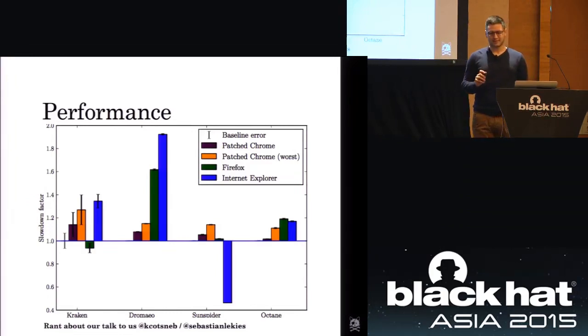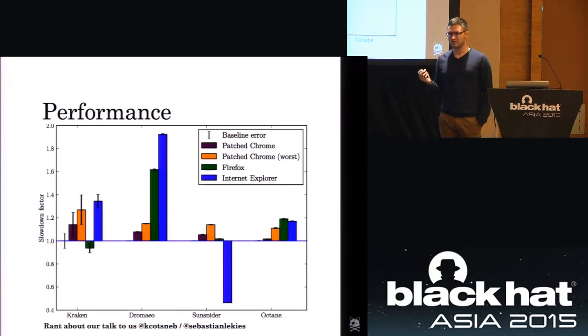What you will notice is that we have 2 different versions of our patched Chrome here. One is called patched Chrome, and the other one is called patched Chrome worst. This is due to the fact that if you think of a benchmarking suite, they will typically use strings, they will use integers, and so on, but they won't use tainted strings, right? They won't write something to the URL, then retrieve it again, and do something with this.